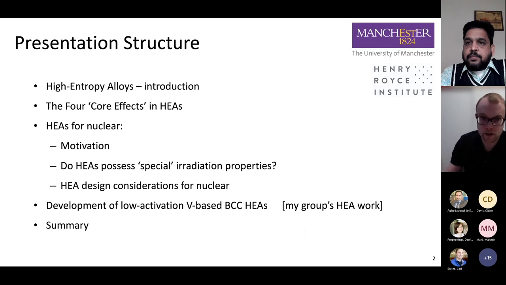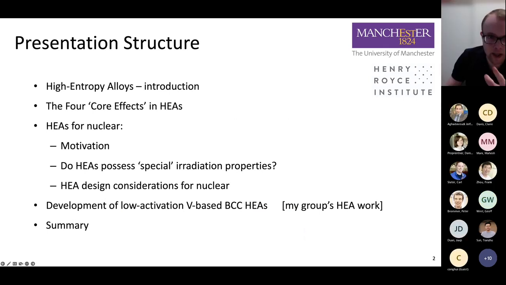This is the presentation structure. I'm going to begin by talking about high-entropy alloys generally, a general introduction, and we're going to talk about something called the four core effects that exist, or are supposed to exist, in high-entropy alloys. Then I'll talk about high-entropy alloys for nuclear, the motivation, asking whether they possess special irradiation properties, and the design considerations we have for nuclear, before talking about my group's own research, which is on low activation vanadium-based body-centered cubic high entropy alloys, before summarizing.